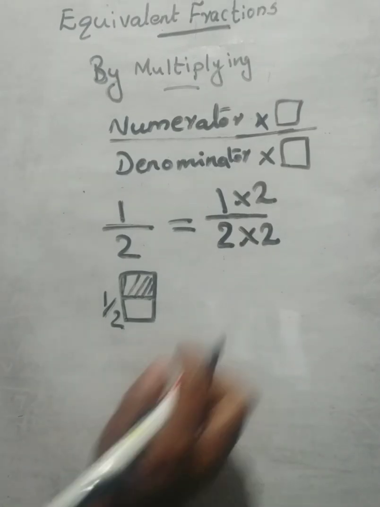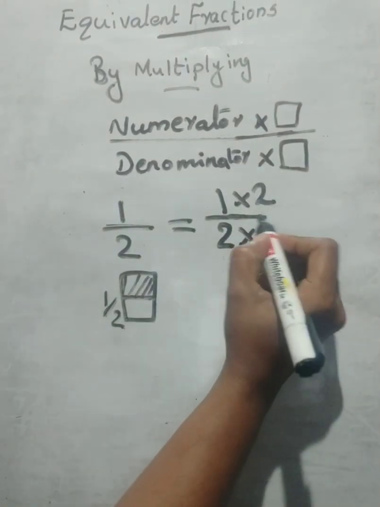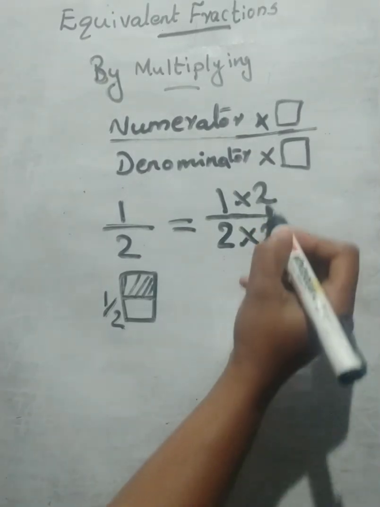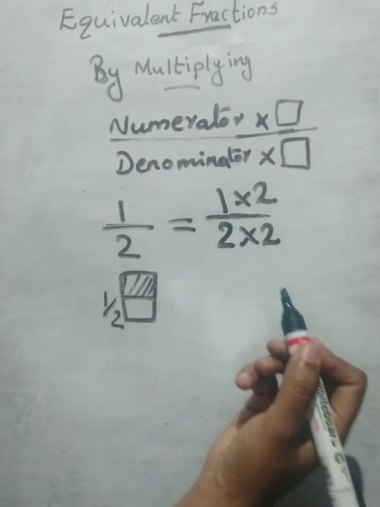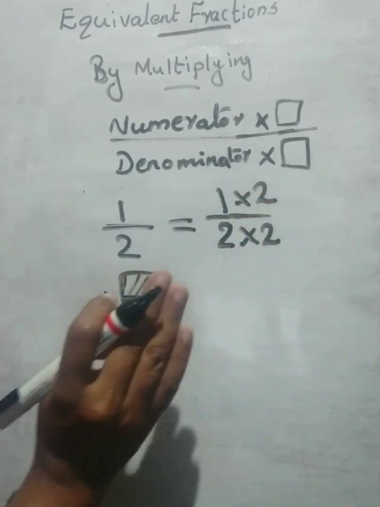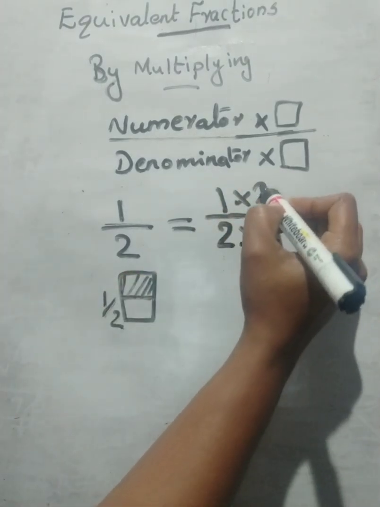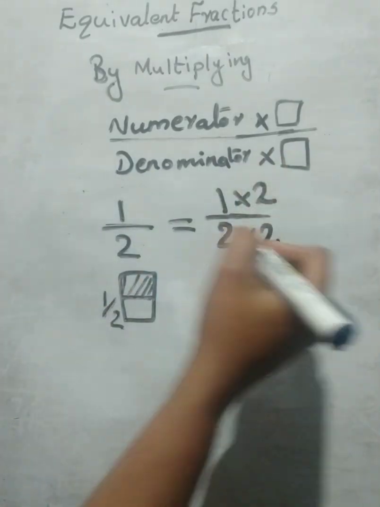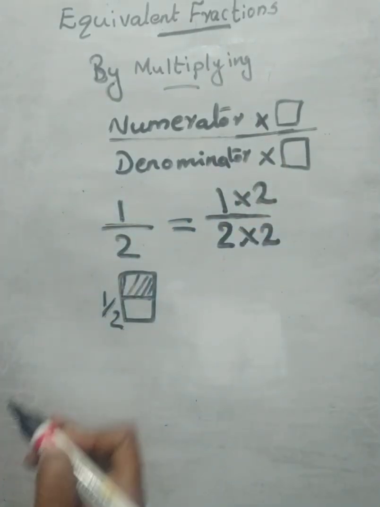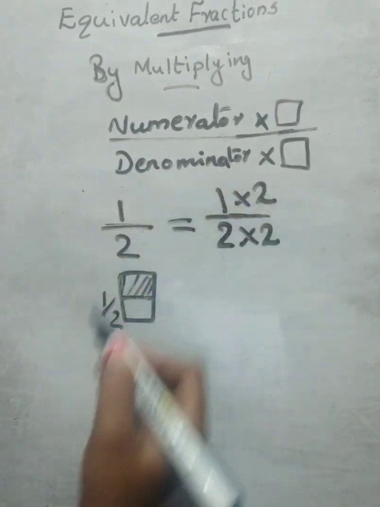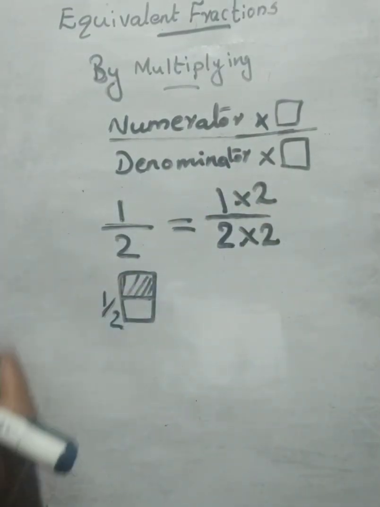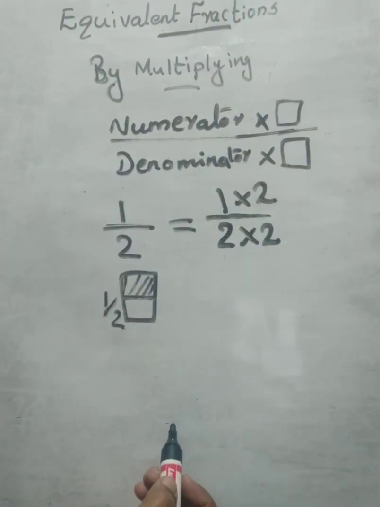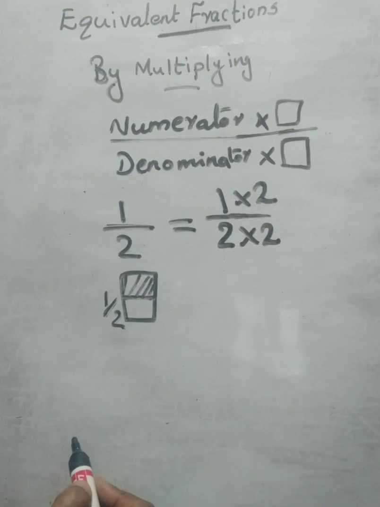If we are multiplying by 2, both numerator and denominator should be multiplied by the same number. It may be 2, 3, 4, 5, any number. If you multiply by 3, both numerator and denominator should be multiplied by 3. If you are multiplying by 2, multiply both numbers by 2. If you multiply both numbers by 10, then we will get another equivalent fraction of 1 upon 2.